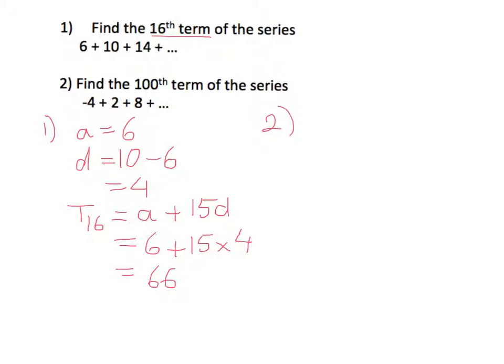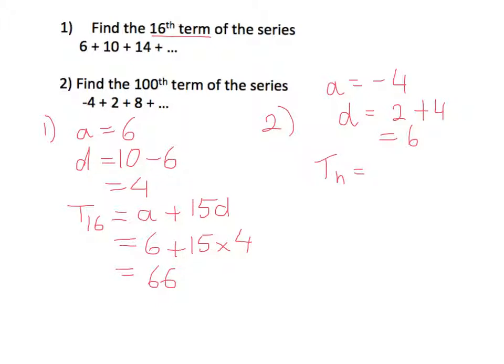In number 2, find the 100th term of this series. We can see in this series the first term is negative 4, and the common difference is 2 minus negative 4, which is 6. And you can see that's also the difference between those two terms. It's probably worth pointing out as well that the common difference could be a positive or a negative number. Likewise, you can see here that the first term is negative. So the first term could be positive or negative, and the common difference could be positive or negative.